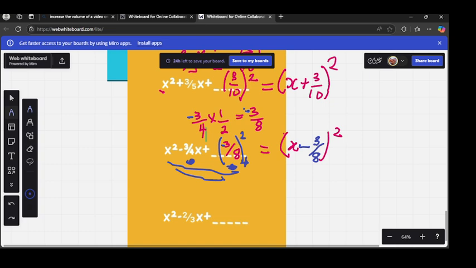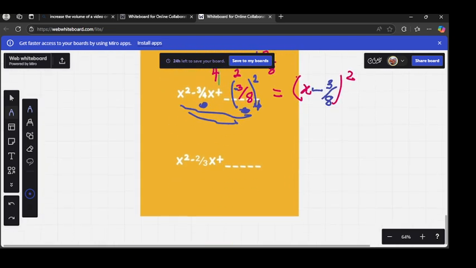Now, my dear friends, help me fill this one up. x squared minus 2 over 3 x plus. What would I add here to make it a perfect square? And then, what is it a square of? Fill it up for me and then answer.